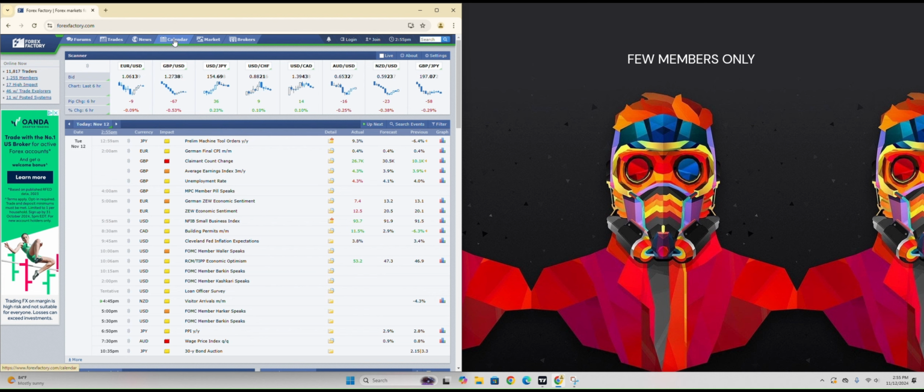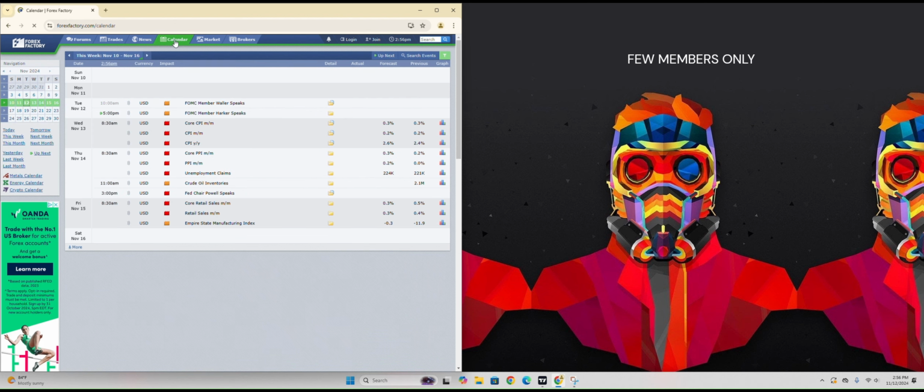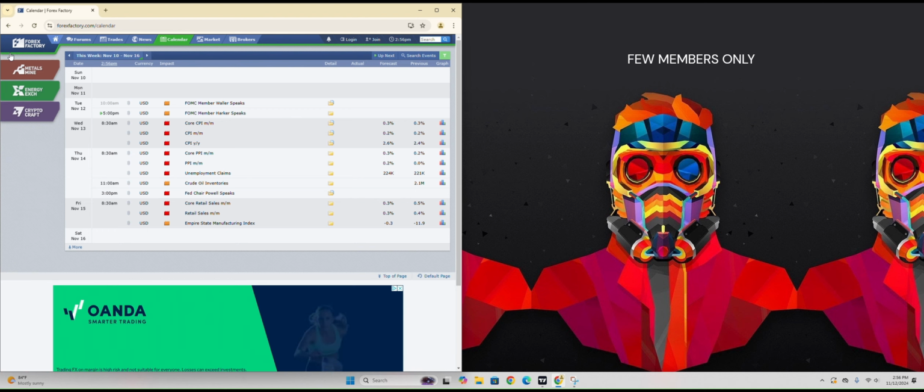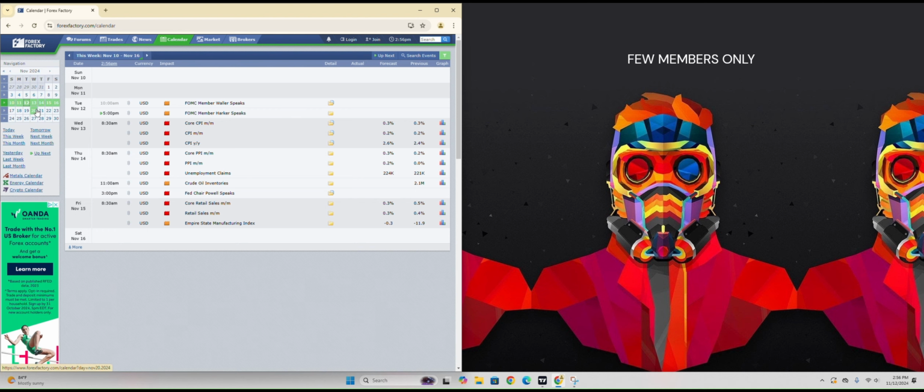There's a lot of information here that you can gather, compress, and use in your charts. Why I come here most of the time is for the news, or upcoming news. So as you can see, we click on calendar. We have a calendar here. It tells us what day we want to see and what type of news.